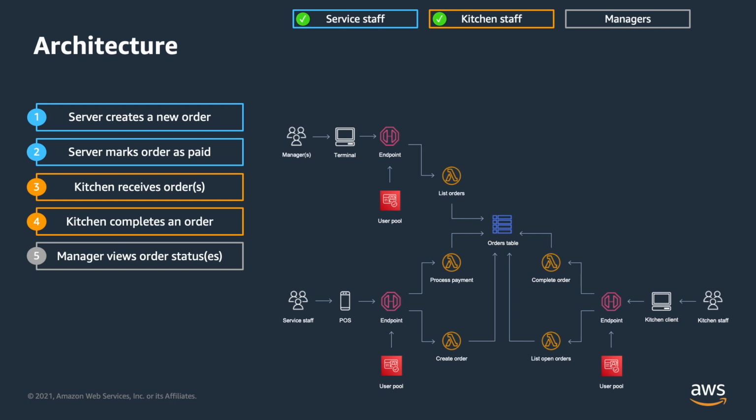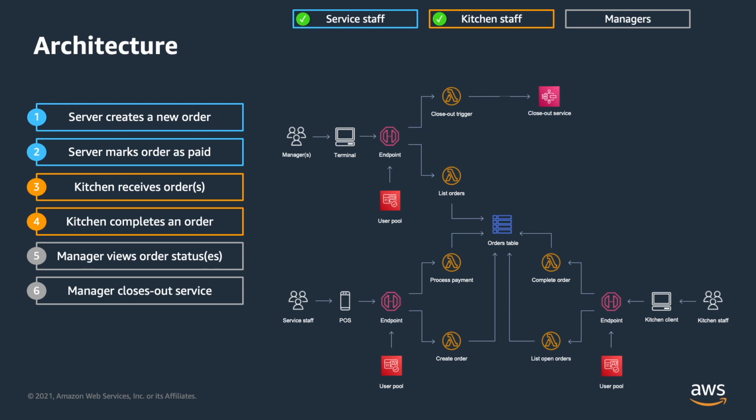Next, at the end of a given day or shift, the manager will need to perform some administrative tasks to close everything out. So I'll start by adding a Lambda function that serves as a closeout trigger. Then I'll connect that function to a step functions workflow that'll execute a series of 3 different closeout tasks.